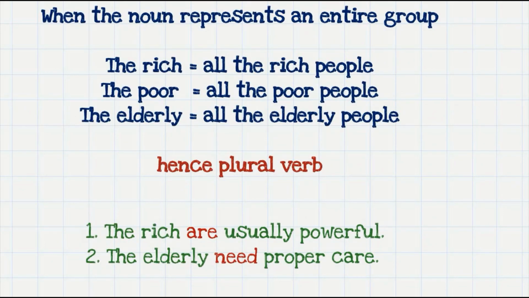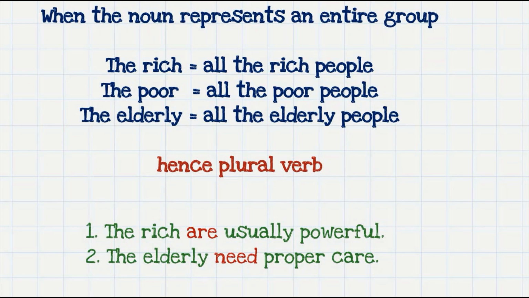Well, we come to the last slide now. So when the noun represents an entire group, such as the rich, the poor, the elderly, we are talking about all the rich people, all the poor people, all the elderly people, and not any one person. Therefore, it takes on a plural verb. The rich are usually powerful. The elderly need proper care.